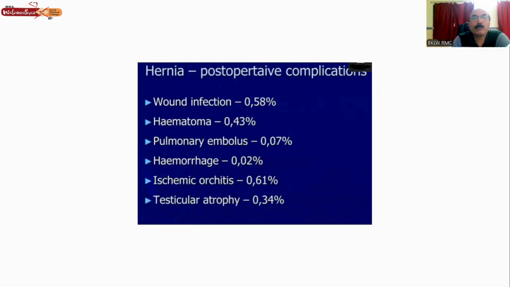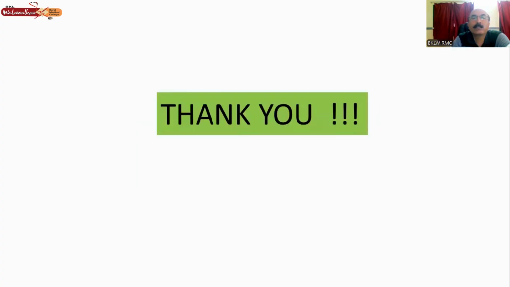What are the common postoperative complications of a hernial repair? They are wound infection, hematoma, pulmonary embolus, hemorrhage, and ischemic orchitis with injury to testicular arteries. So this was a small synopsis of the hernia.